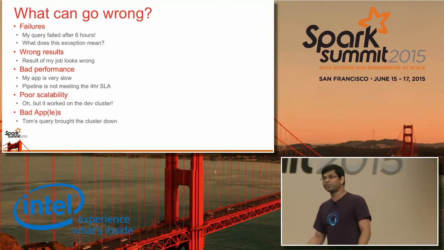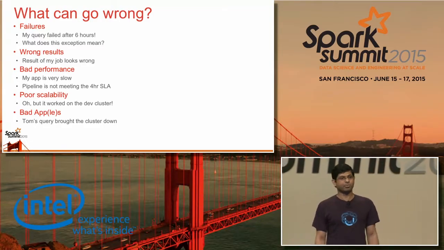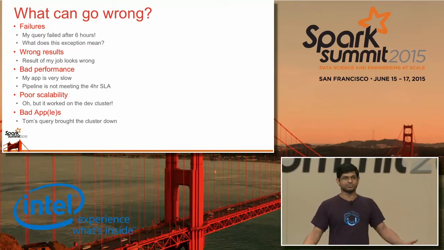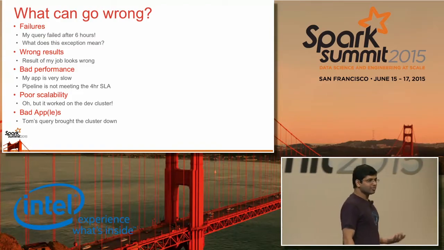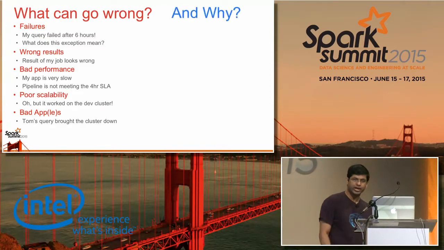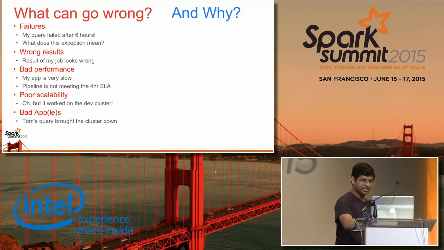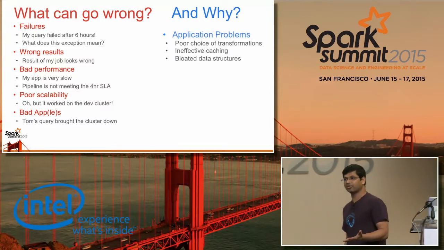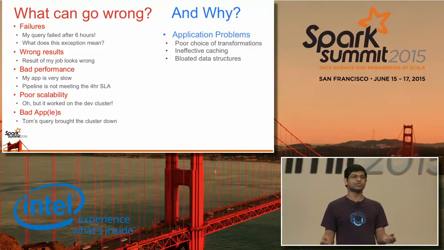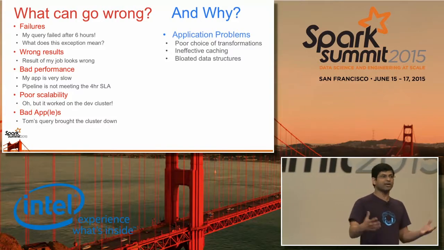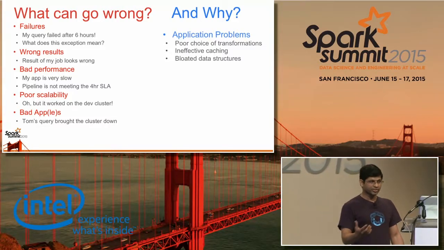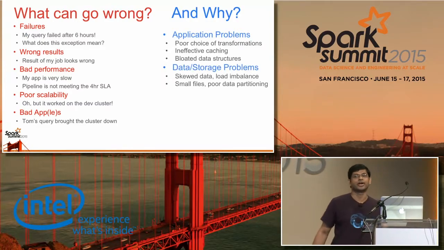And probably the worst thing, hey, my program ran fine, but it brought down the entire cluster, right? So these bad apples. A lot of such issues can actually happen, and why do they happen? Many times the problem might be in the application itself. Maybe you didn't choose the right set of transformations. Maybe you gave the Spark driver a lot of work to do. Your data structures might be bloated, right?